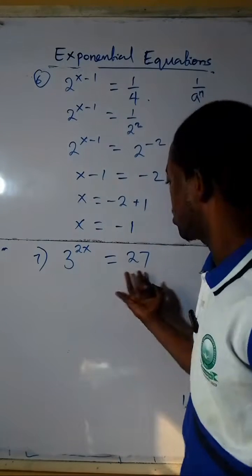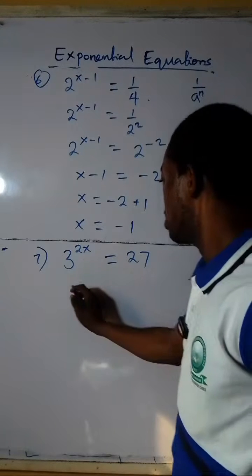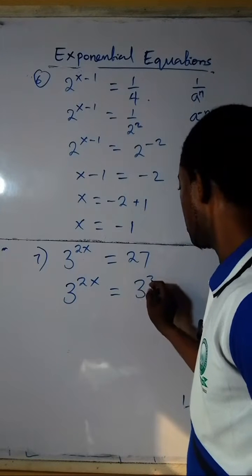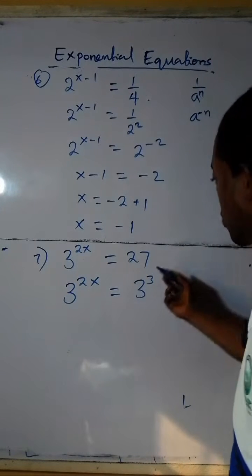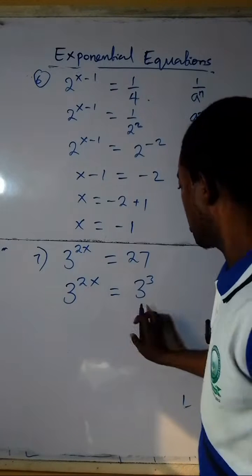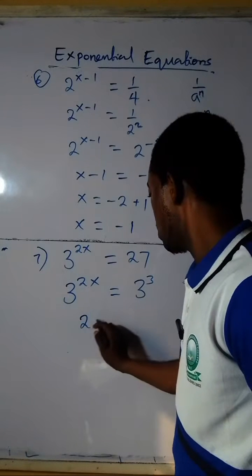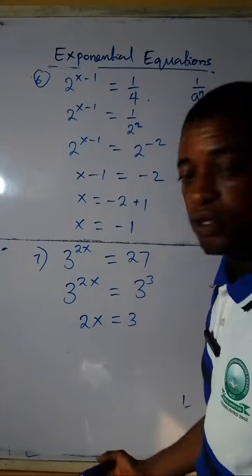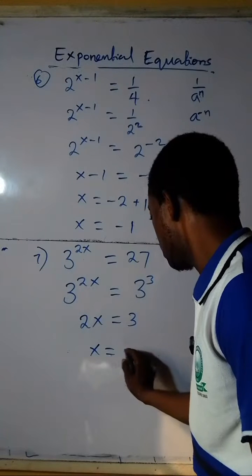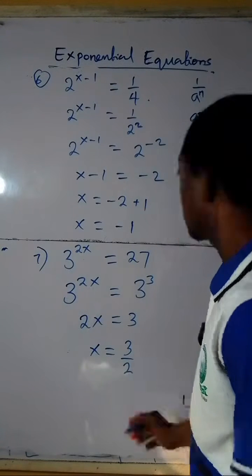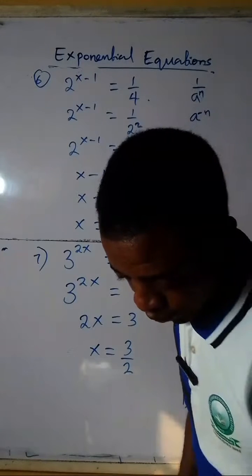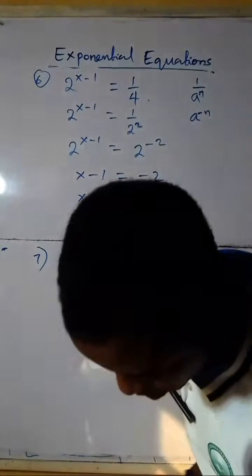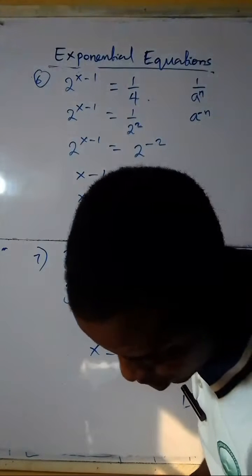We can change 27 as well to a number in base 3, so that we have 3 raised to power 2x equals 3 raised to power 3. 3 multiplied by itself 3 times will give us 27. And the bases are equal now. We equate the power and we have 2x equals 3. Then to get x here, just divide both sides by 2 and we have x now equals 3 over 2, which is also 1 and 1 over 2. That is the solution to that exponential equation.